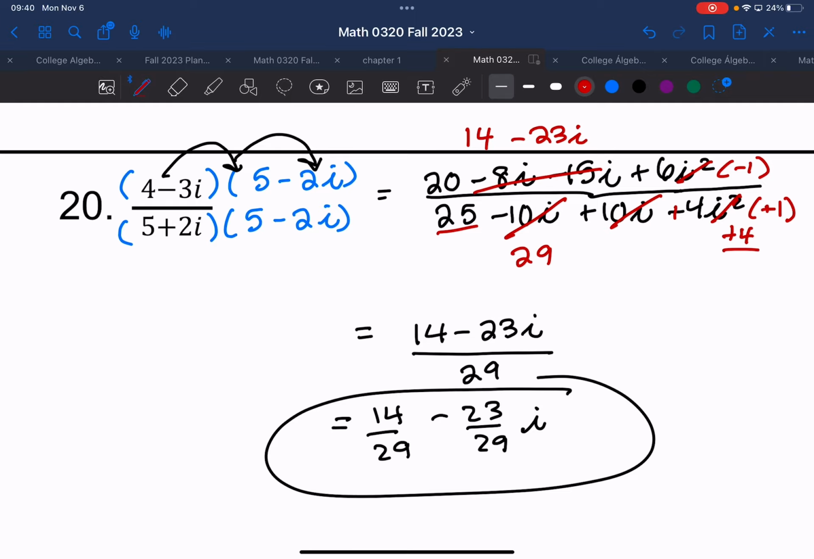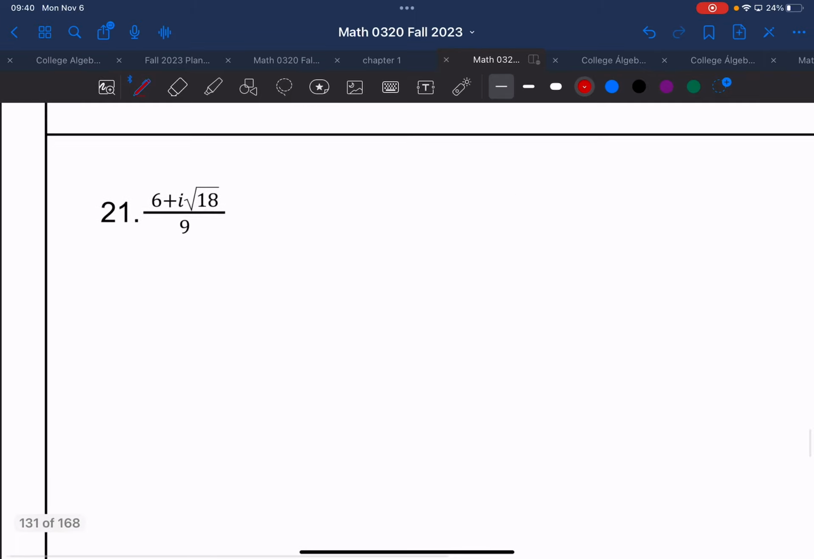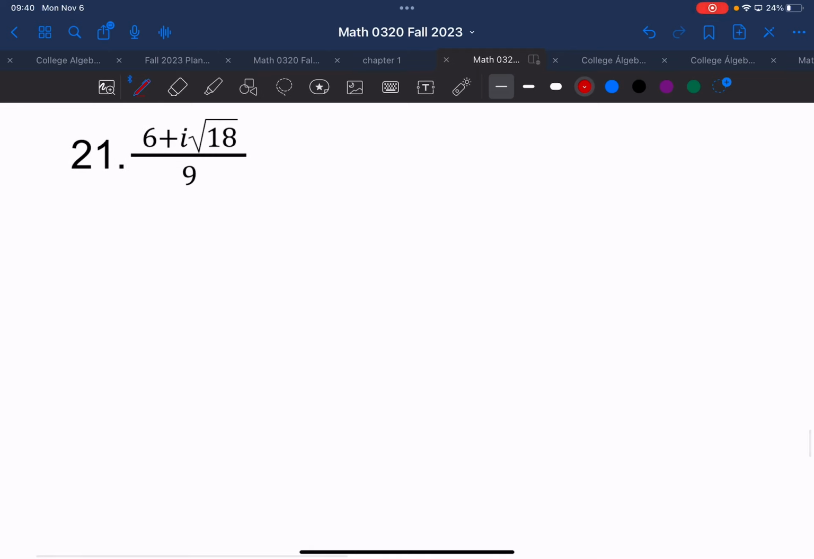Okay, last one for these notes, number 21. Do we have any i's on the denominator? No. So do we need to use the conjugate? No, we don't have to use the conjugate because there's no i's on the bottom. But we do need to simplify. So since we have that square root of 18, what we're going to do is take 18 off to the side and do the what? Prime factor tree. So I get 2 and 9. And then 3 and 3.